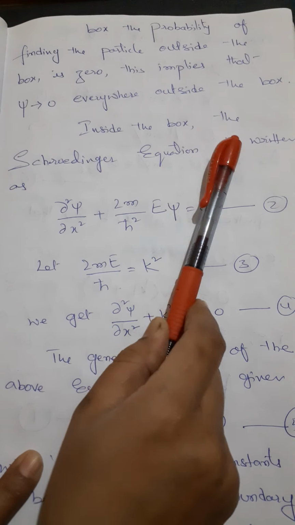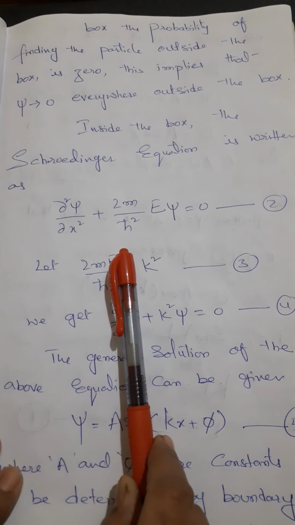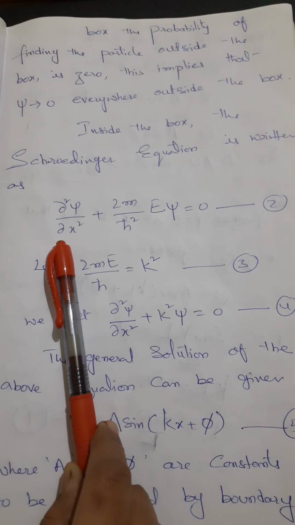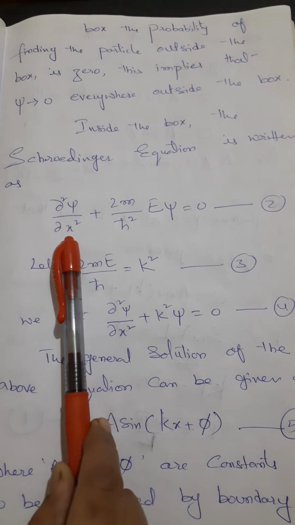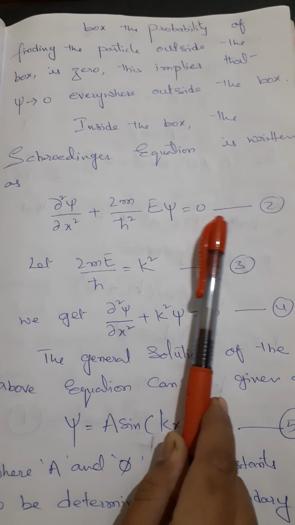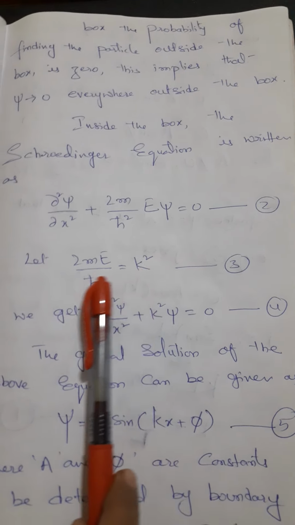Inside the box the Schrodinger equation can be written as follows. First we apply the Schrodinger equation to find the energy of the particle in a one dimensional box. We know that d square psi by dx square plus 2m by h bar square E psi is equal to 0. Let us take this as equation number 2, where we have considered the potential as equation number 1.